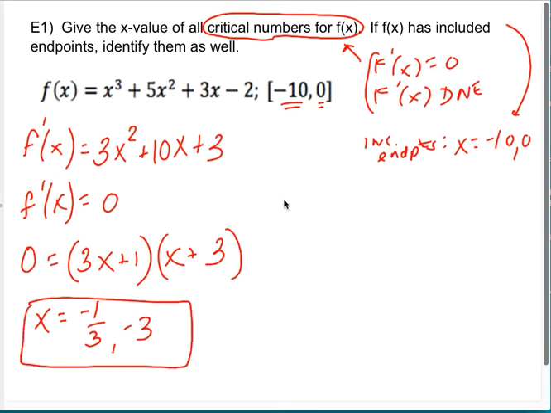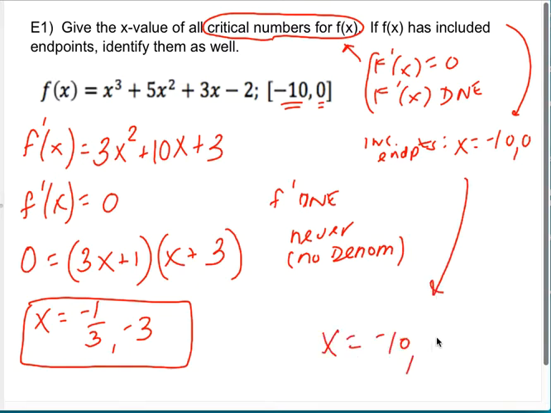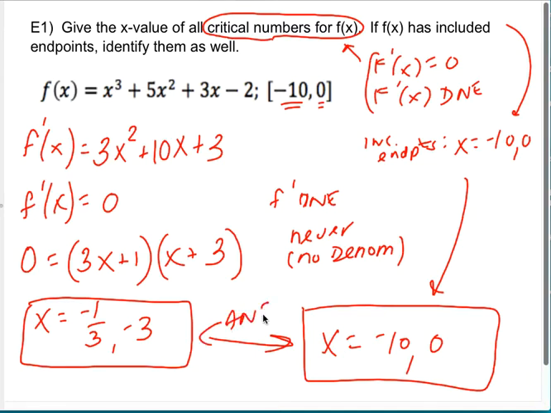All right. And f prime does not exist is never going to happen because it's a polynomial. Essentially, for something to not exist, you have to have a situation where there's a denominator most of the time. And so that's not going to happen. So my only values that I'm supposed to give you are the included endpoints. So these are my answer, right? Together, these are my answer, the included endpoints and the critical numbers.